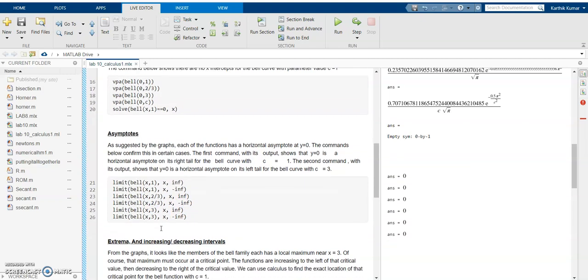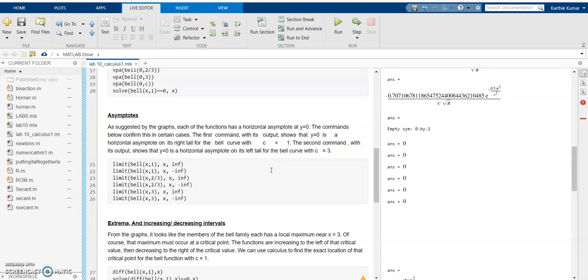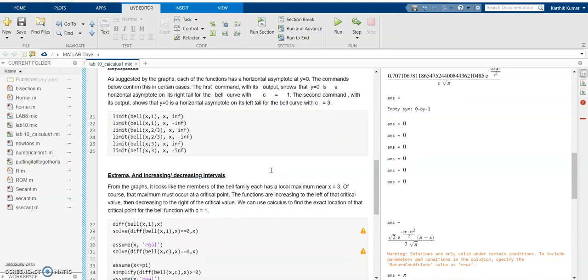Now I see that if I take the limit x tending to positive infinity and negative infinity for any value of c, my answer is 0. That means I have a horizontal asymptote at y is equal to 0. Okay. Now let's look at extrema.